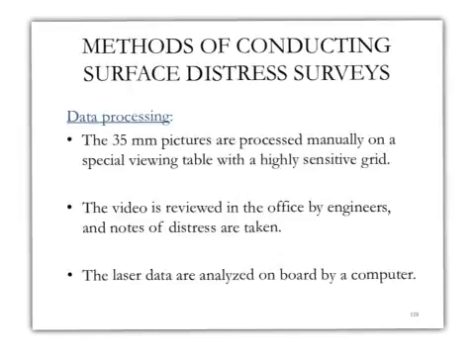So once we measure all the data from the field, either by videotaping or laser, we need to process the data. When it comes to the imaging system, the static image system, the 35mm pictures typically are processed manually on a special viewing table with a very highly sensitive grid to let us see those distresses in a very accurate way and determine the severity and extent.